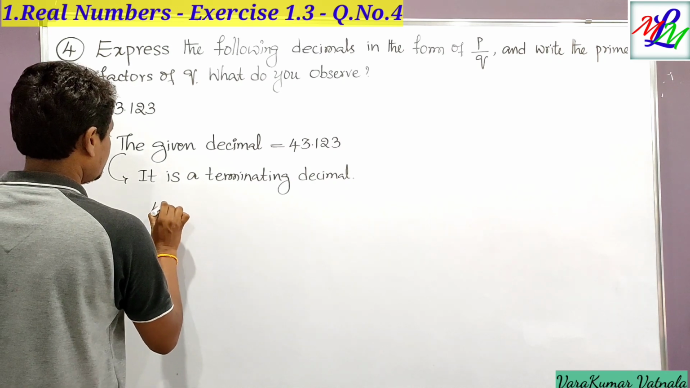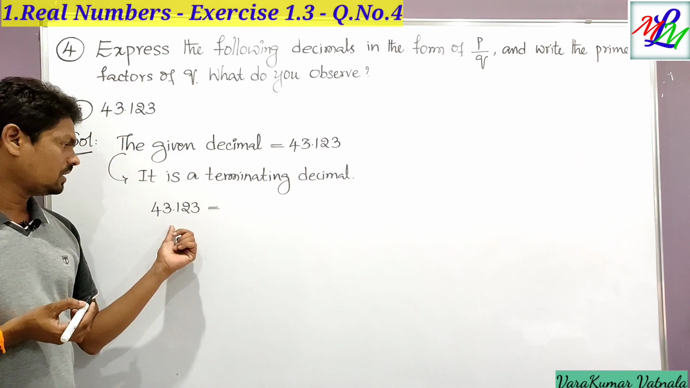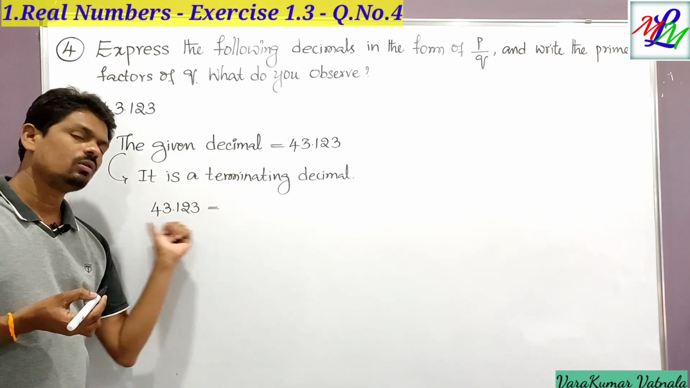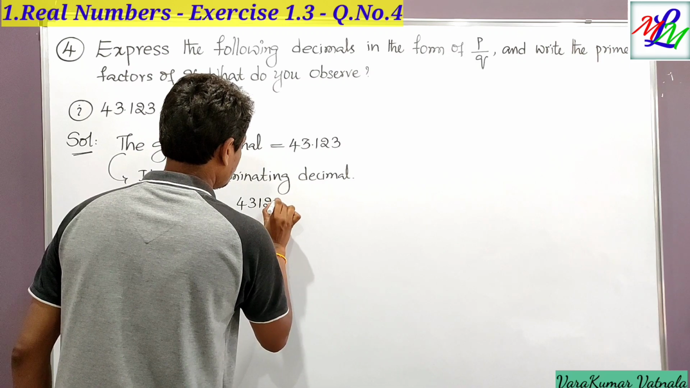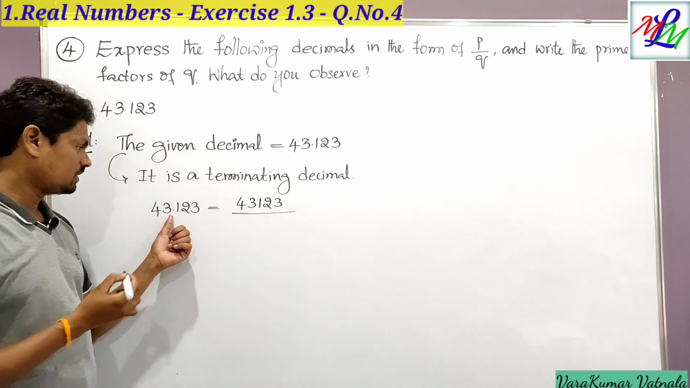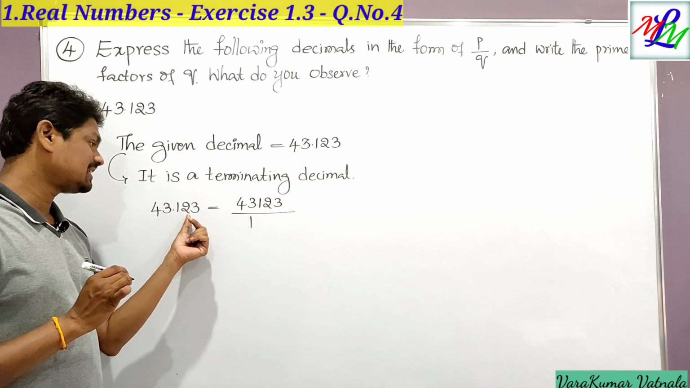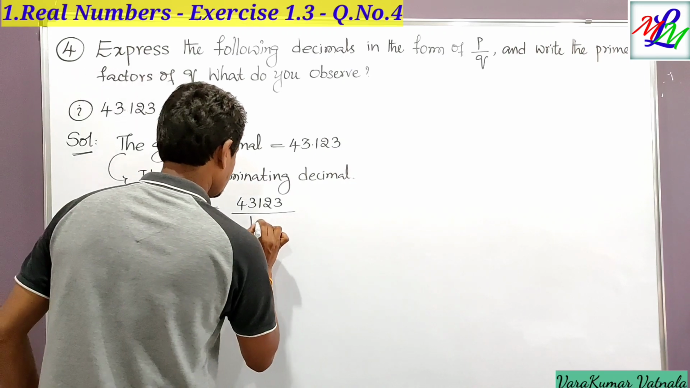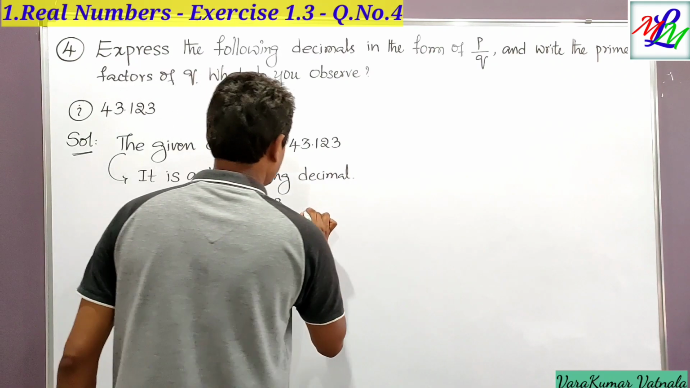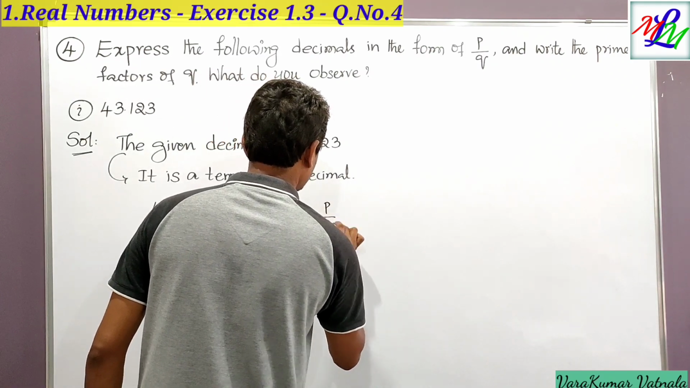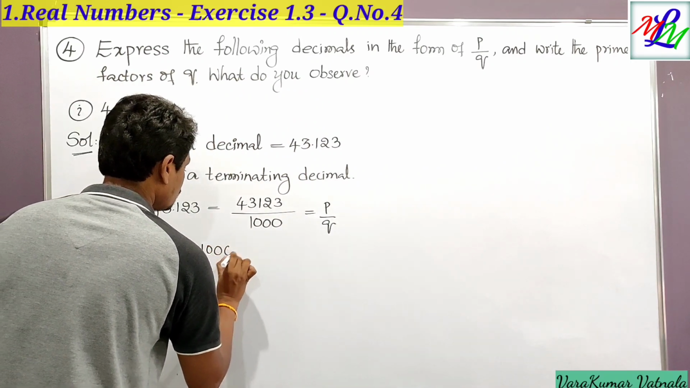Therefore 43.123 is equal to, how can we write the p by q form? First we write all the digits of the given decimal: 43123 divided by 1 followed by zeros. After the decimal we observe how many digits are present: 1, 2, 3. So we write 3 zeros in the denominator after 1. This is the p by q form. From here we get q is equal to 1000.